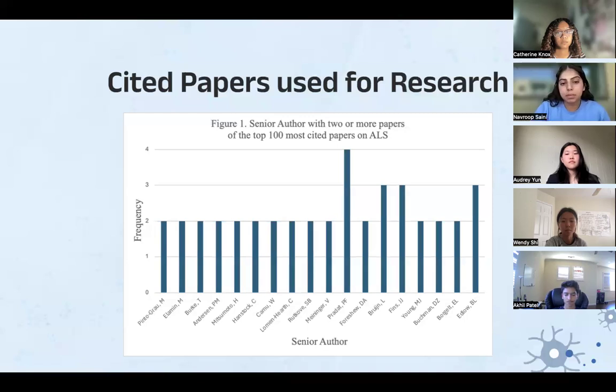From the study papers we used for our research, we were able to find some senior authors being part of multiple papers with an average frequency of about 2, and some authors have a frequency of 3. However, as an outlier, Dr. Patel is an author for about 4 of the papers we used to conduct our research.